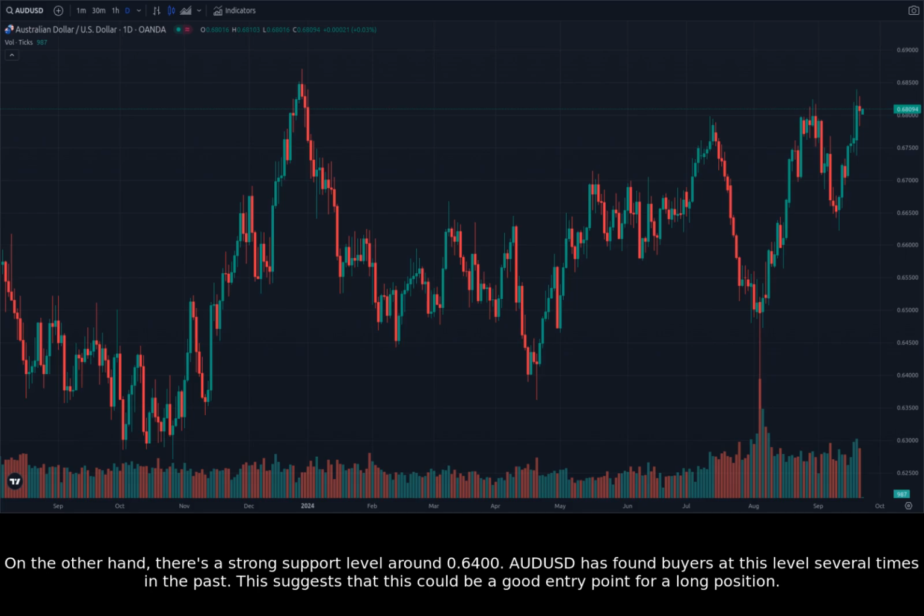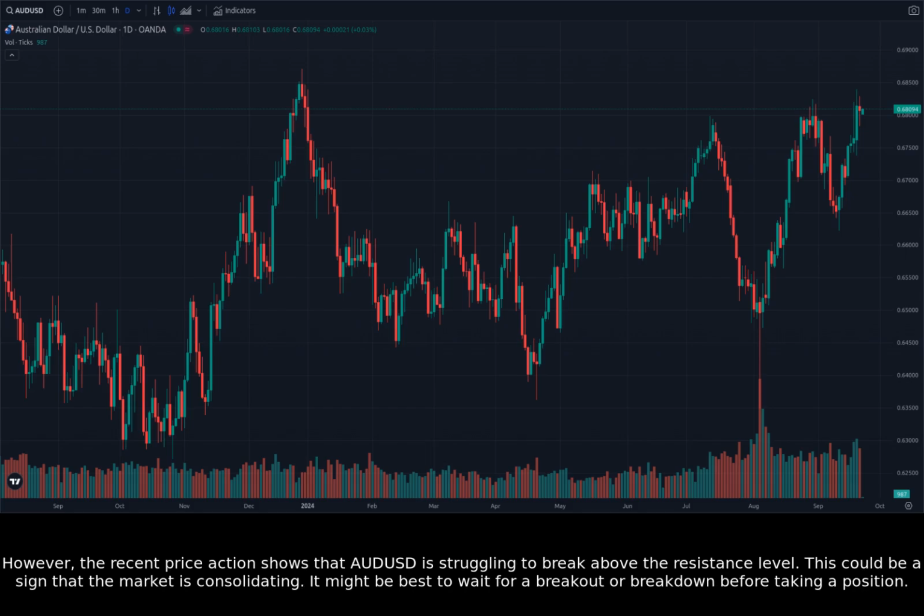This suggests that this could be a good entry point for a long position. However, the recent price action shows that AUDUSD is struggling to break above the resistance level. This could be a sign that the market is consolidating. It might be best to wait for a breakout or a breakdown before taking a position.